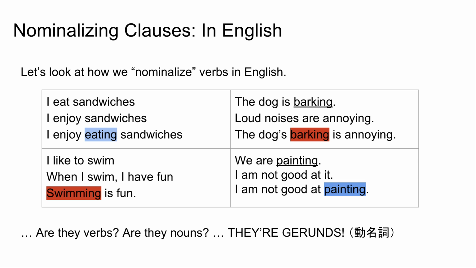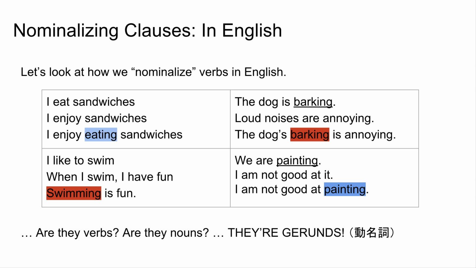The dog is barking. Loud noises are annoying. The dog's barking is annoying. That's another nounified verb, barking. I like to swim. When I swim, I have fun. Swimming is fun. Notice swimming is a noun, even though it's obviously swim. It came from swim. It's a nominalized noun.